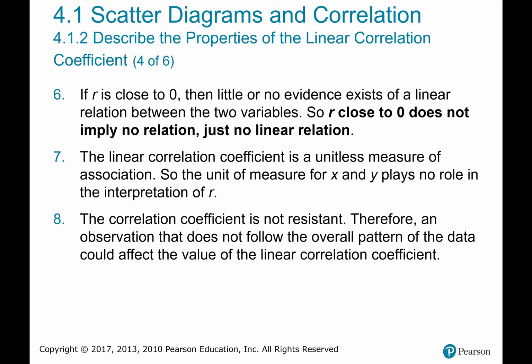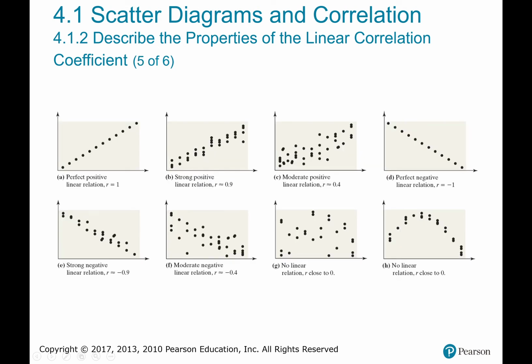The linear correlation coefficient is a unitless measure of association. So the unit of measure for x and y plays no role in the interpretation of r. The correlation coefficient is not resistant, therefore an observation that does not follow the overall pattern of the data could affect the value of the linear correlation coefficient. So you've got perfect positive, strong positive, moderate positive, and you can kind of go through these and see all of them.